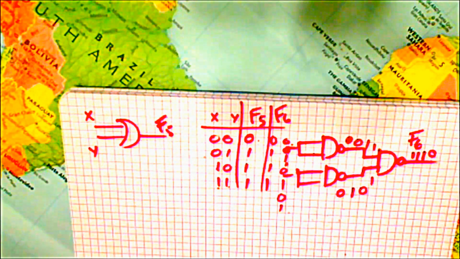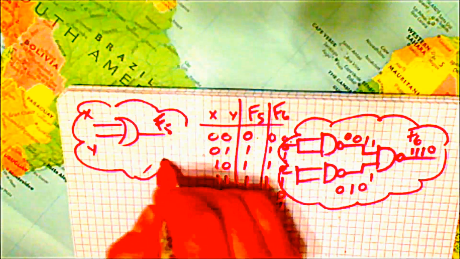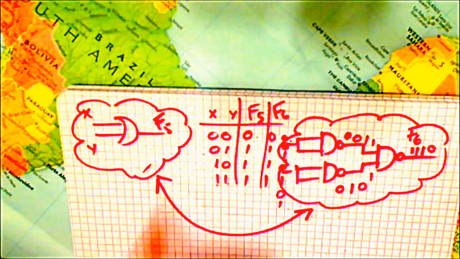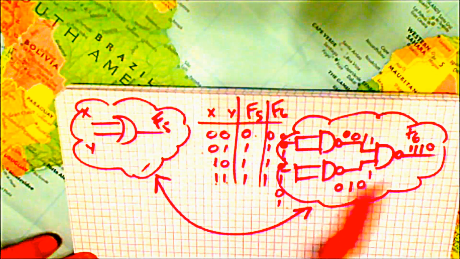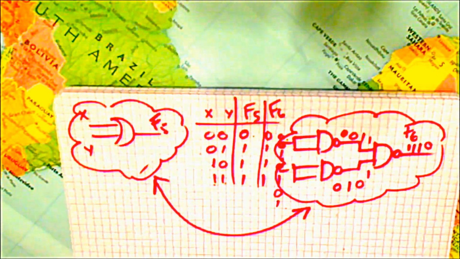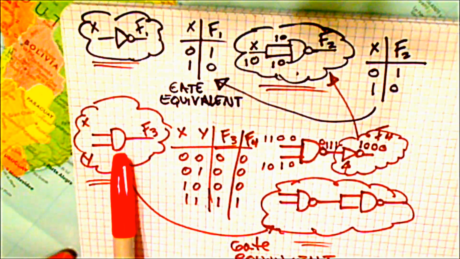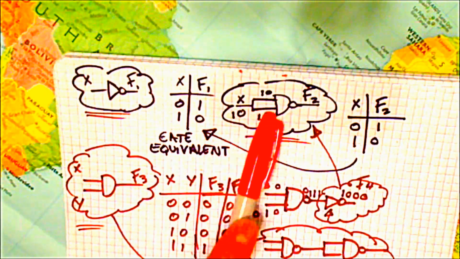So we can then say that this circuit is gate equivalent to that circuit. So anywhere we have an OR gate, we can replace it with this cloud. Anywhere we have an AND gate, we can replace it with that cloud. And anywhere we have an inverter, we can replace it with that cloud.